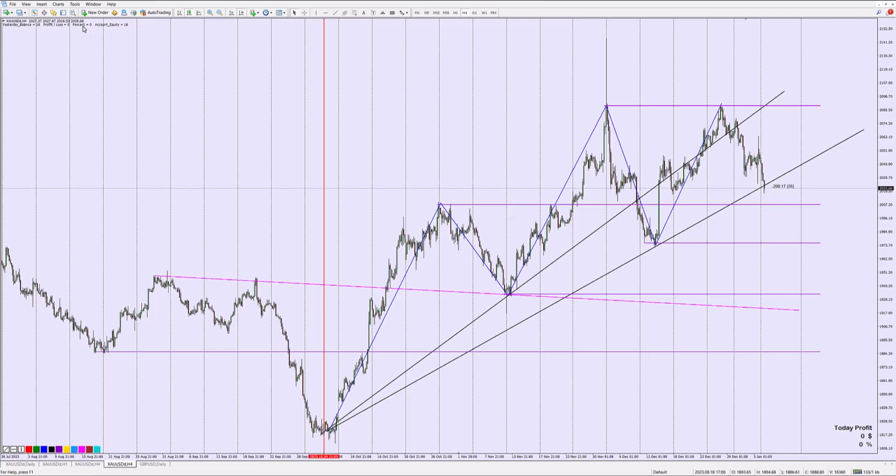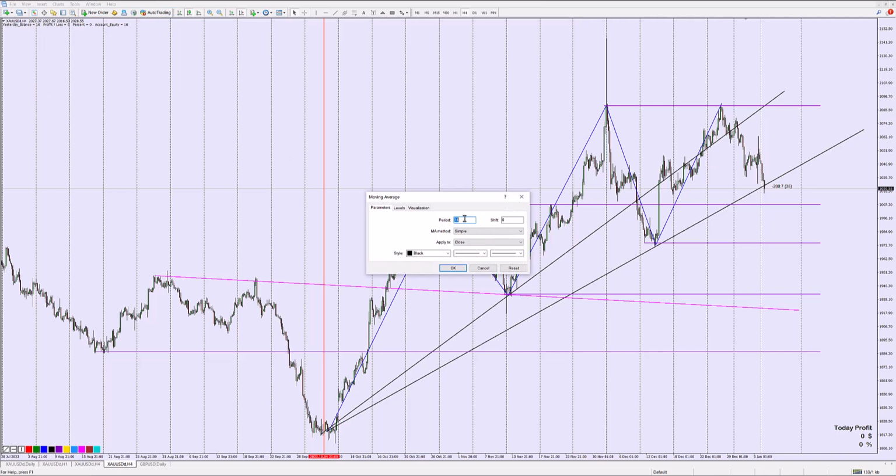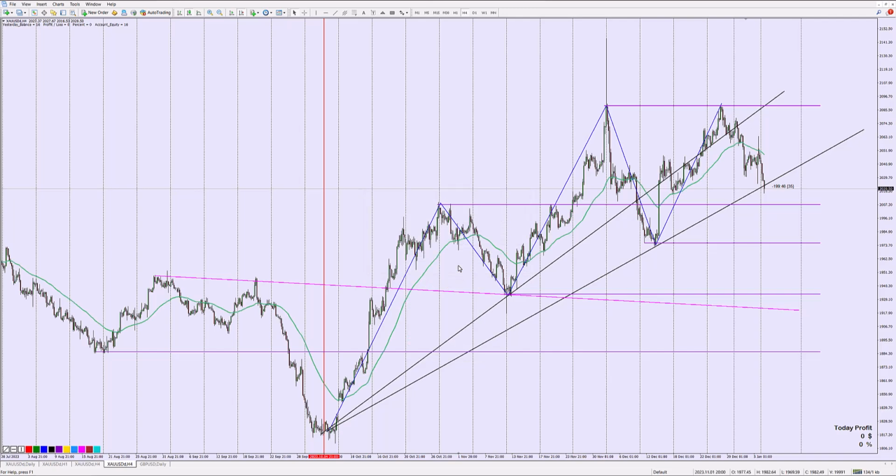Now I'm going to add one single moving average. I go with the higher one, I don't know, 50, which everyone uses, and I go with the exponential. Let's go with the close. Let's change the color to something darker, green. That's the moving average that we have.